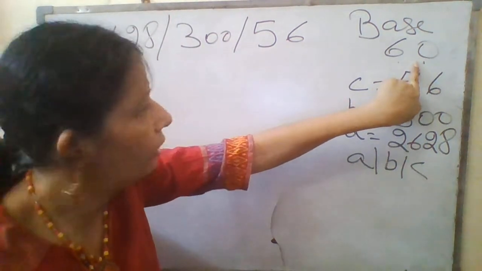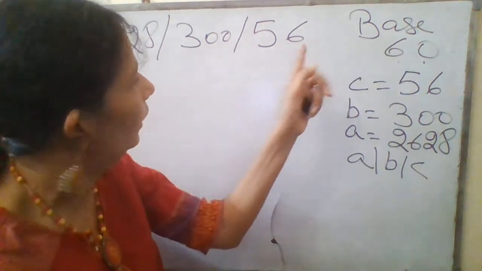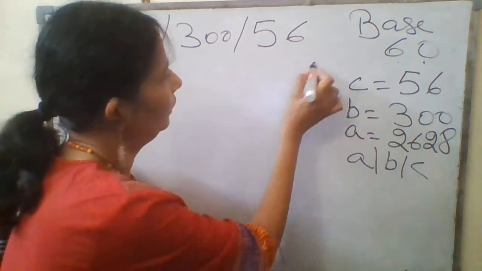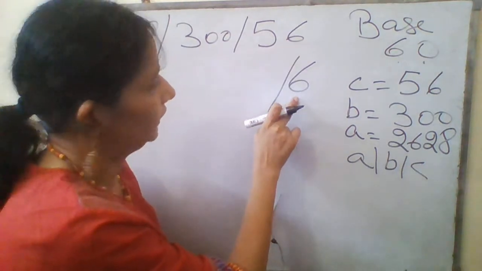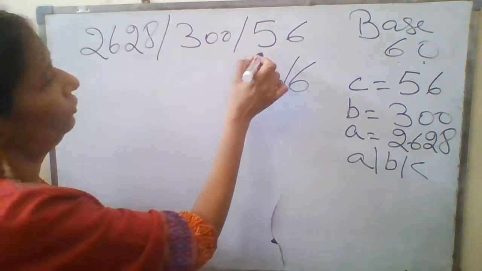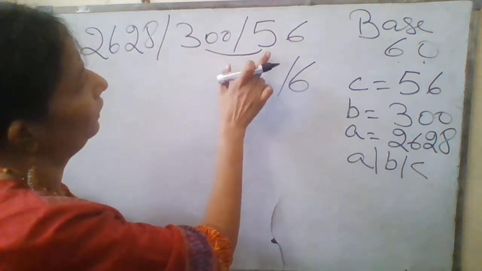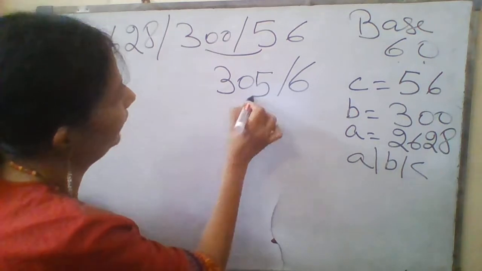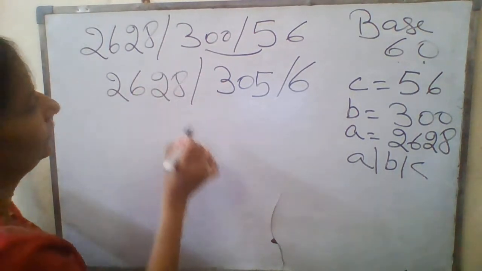Now C, look here, 60. Okay, so how many zeros are there in the base? You can see only 1 zero. So I told you, if 1 zero is here, you will keep here only one digit, 6. Last one digit is 6. So keep 6 here and make a slash. 5 is left. So you have to add this 5 to this 300. So if you will add 5 to 300, that will be equal to 305. Then slash. Now you write down this 2628 as it is.